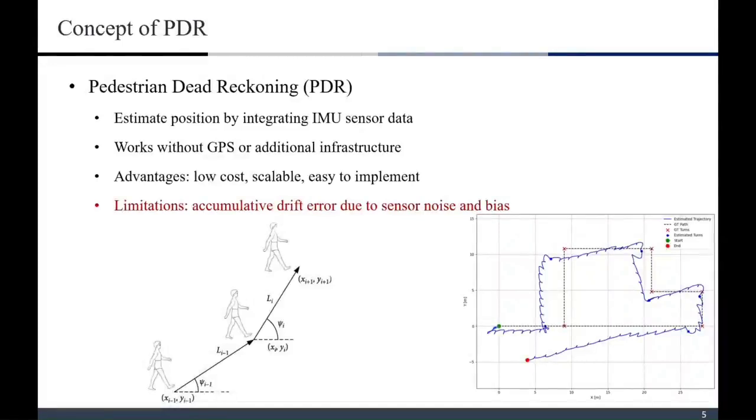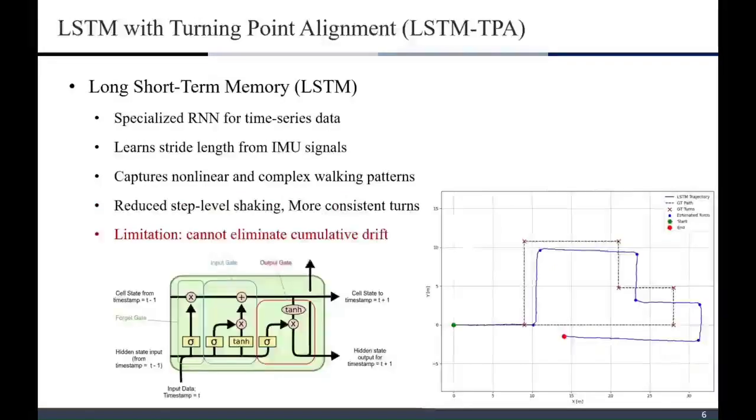Second, heading estimation at turning points is inaccurate. Because of this, straight segments gradually drift and fail to stay parallel to the actual path. So overall, PDR is simple and infrastructure-free, but it clearly suffers from step errors and heading drift.